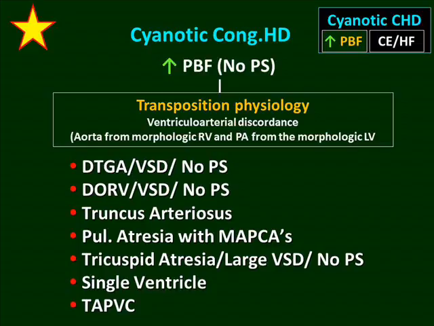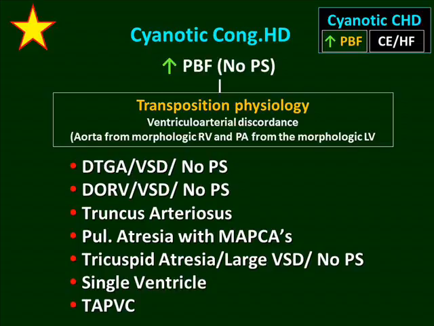The most important disease in this group of cyanosis with increased pulmonary blood flow is D-transposition of great arteries with large VSD and no PS. In this group of patients, though there is increased pulmonary blood flow, because of abnormally related great vessels, they will also be cyanosed. A similar pathophysiologic state also occurs in DORV with VSD and no PS, truncus arteriosus, pulmonary atresia with MAPCAs and increased collateral flow, tricuspid atresia with a large VSD and no PS, and certain cases of single ventricle.